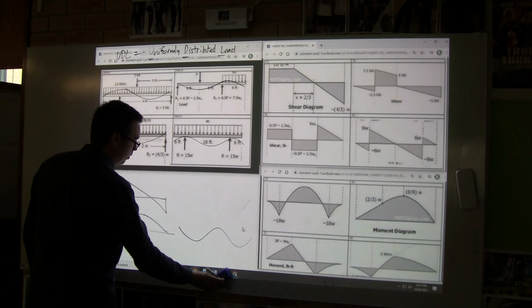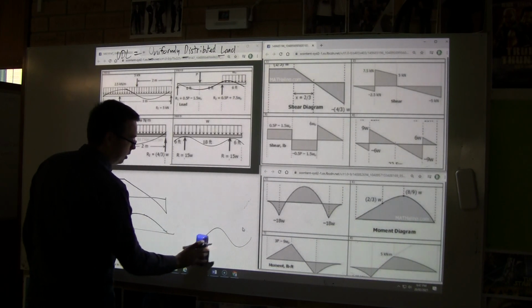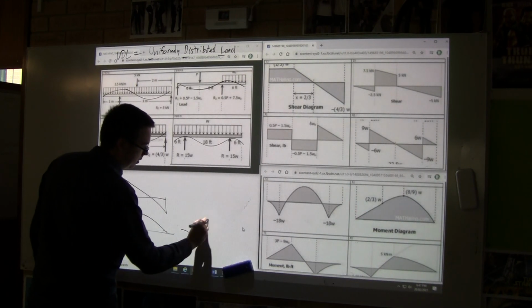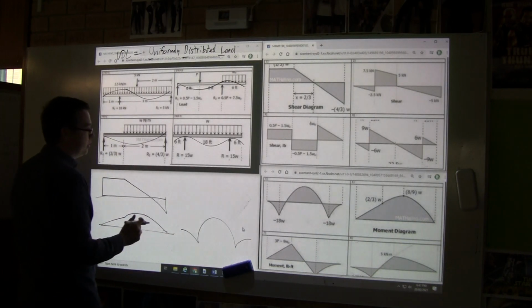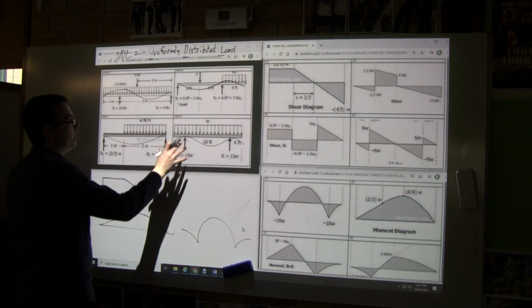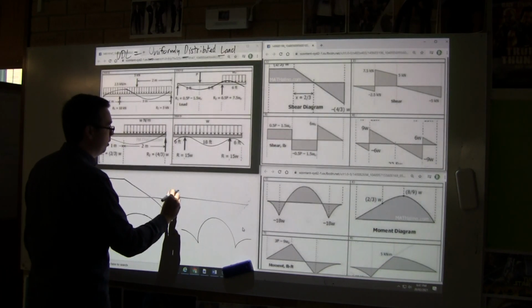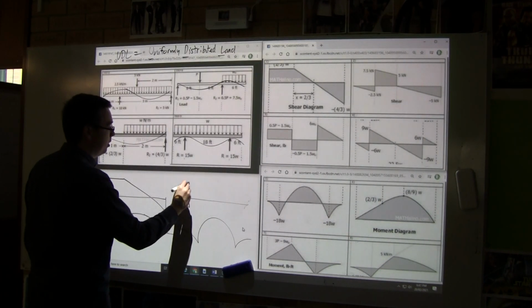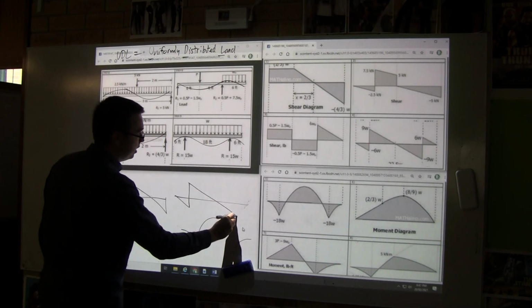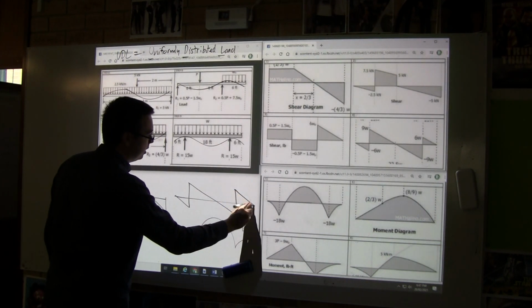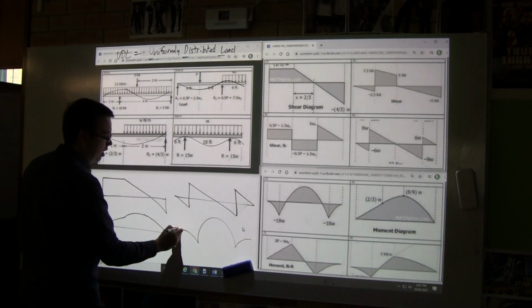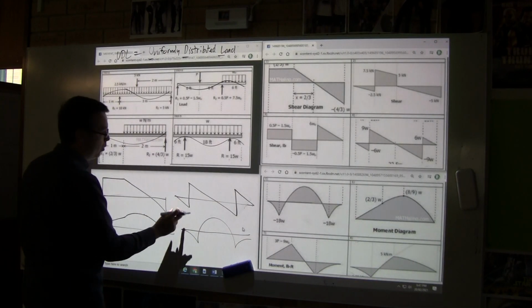Okay, so they're going to inflect the other way. Okay, so let's have a look. What we're going to get for our shear force diagram is we're going to start at 0. We're going to go down, down, down, up. We're going to go down, down, down, down, down, and then big up, down, down, down, down.